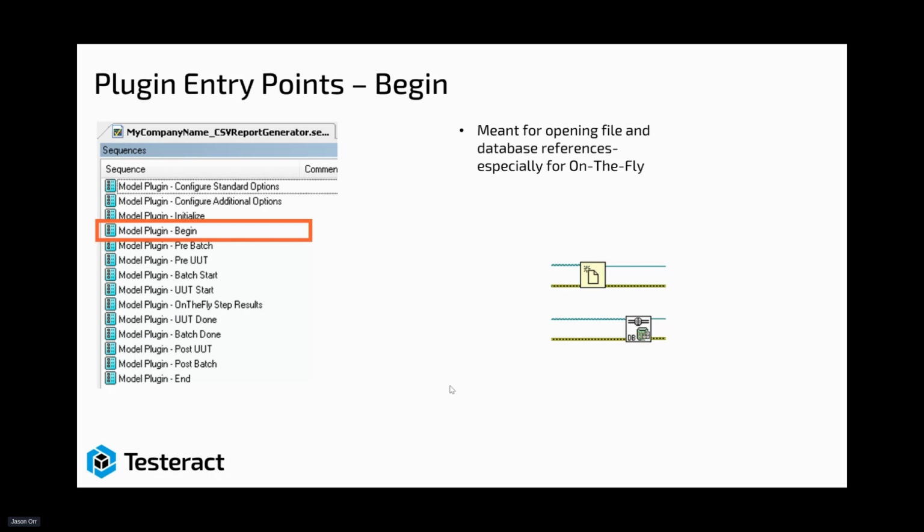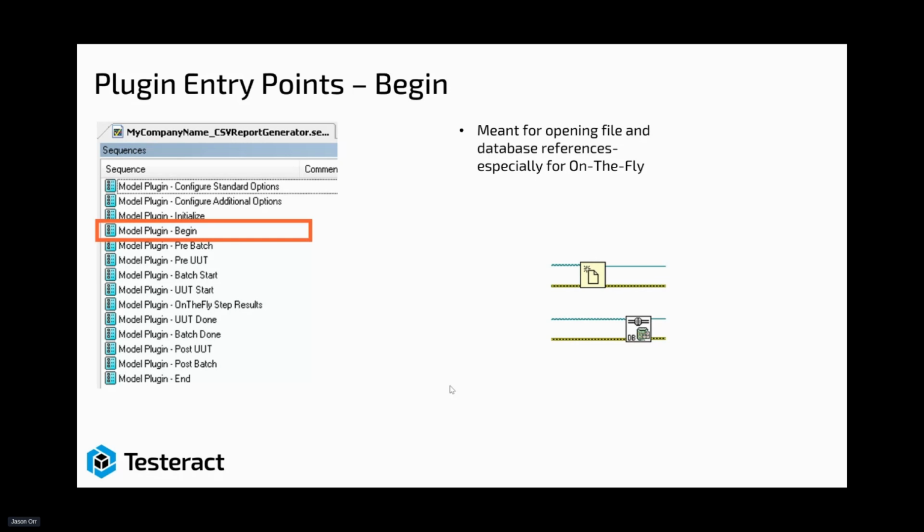If you look at the TestStand help, it says it's meant for opening file and database references, especially if you're using on the fly. If you're not using on the fly, then you probably don't need to open file and database references here, because you'll typically do that at UUT done, where you take the result list, process the result list, and then open up your file, write everything to it, or your database, write everything to it, and then close afterwards. But if you're using on the fly, this is where you will open your references so that you don't open and close them constantly when results become available or when your on-the-fly reporting plugin executes.